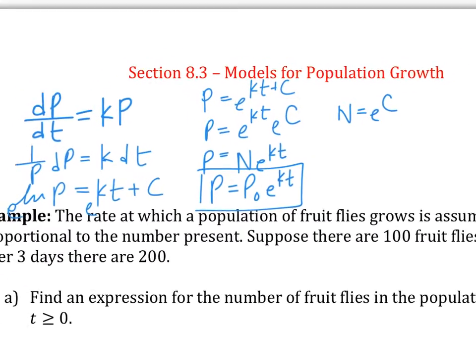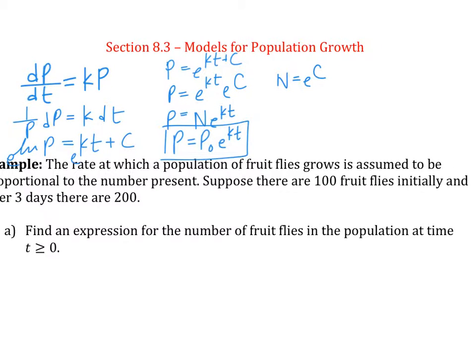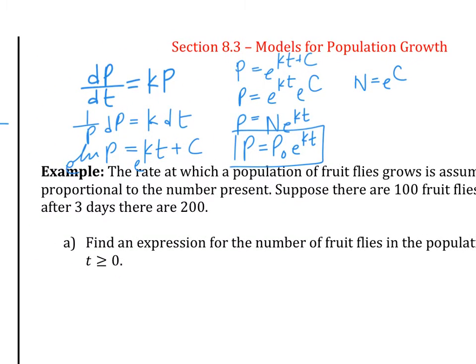So for example, this first one, you don't have to copy down this problem. I'm going to tell you what's important to copy down. Okay, let's read it together. The rate at which a population of fruit flies grows is assumed to be proportional to the number present. Proportional to the number present immediately tells you it's dP/dt equals kP. So the rate is proportional to the number present. That's what it means.